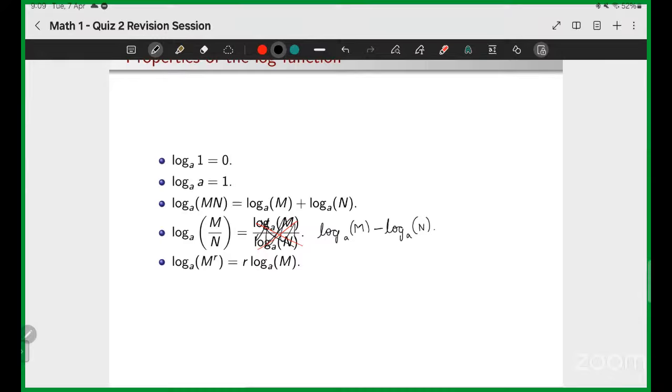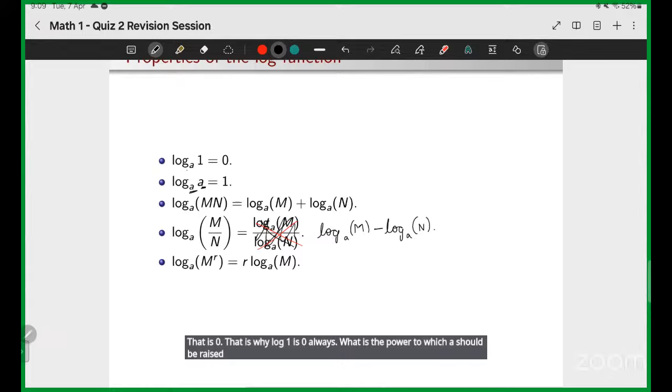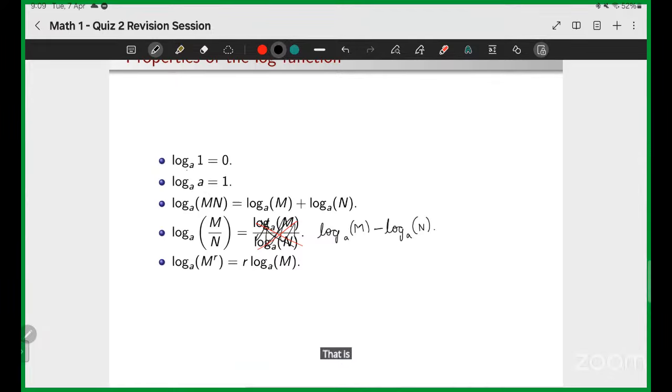These two things are easy to see, the first and the second one. What is the power to which a should be raised in order to get 1? That is 0. That is why log 1 is 0 always. What is the power to which a should be raised to get a itself? That is 1. So the rest, we'll not even give a sketch of proof. We just take it as a fact.